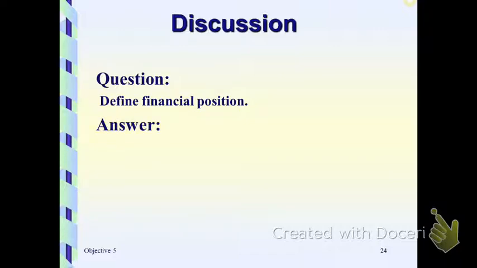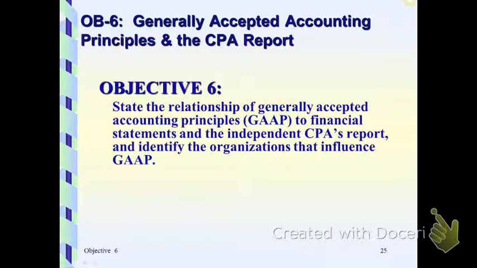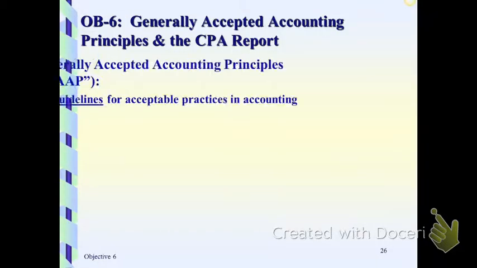You can put your answer. And then lastly, let's move on to Objective 6. And Objective 6, we're going to be working on generally accepted accounting principles and the CPA report. Objective 6 is going to show the relationship of generally accepted accounting principles to the financial statements and the independent CPA report. We're also going to identify organizations that influence generally accepted accounting principles.